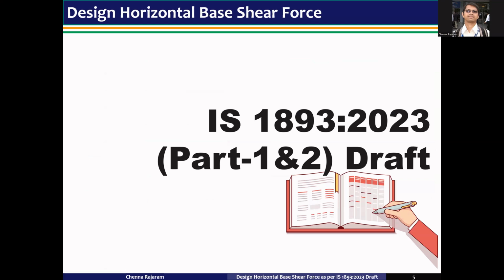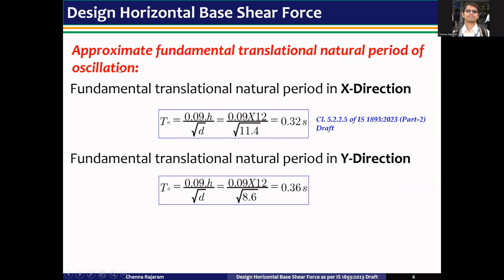We will see the calculation part as per IS 1893-2023 draft code. In this analysis, we consider part 1 and part 2 codes for the calculations. Initially, we'll calculate the approximate fundamental translational natural period of oscillation in both x direction as well as y direction. As per IS 1893-2023 draft code, the fundamental translational natural period of oscillation is categorized into three categories. First one, bare moment resisting frame buildings without masonry infill walls. Second, RC structural walls. Third, all other buildings.